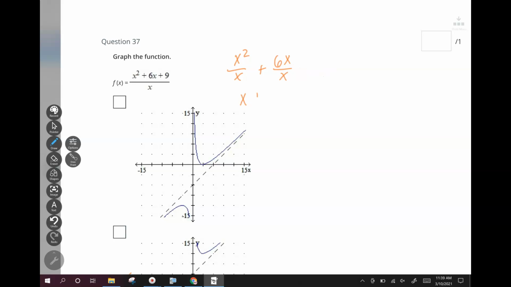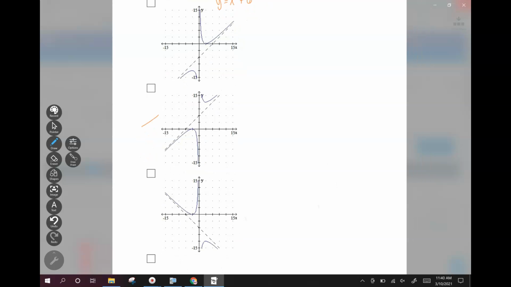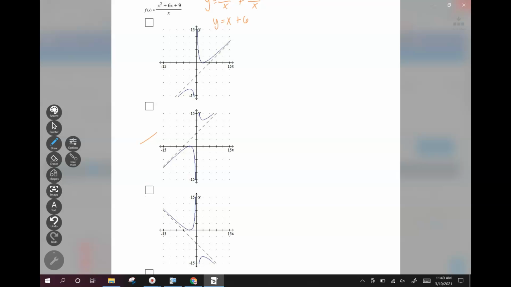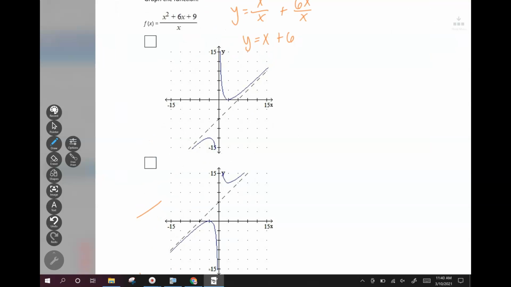Okay, so that gives me x plus 6 when I reduce that. So your slant asymptote is y equals x plus 6. So let's see which one of those has a slope of 1 and a y-intercept of 6. Slope of 1. Well, this one has a slope of -1. Well, at least the slope is negative. These two both have a positive slope. Y-intercept is positive 6, so that's not this one that has a negative intercept. These are counting by threes because 3, 6, 9, 12, 15. So this is 6. So this has the correct slant asymptote.